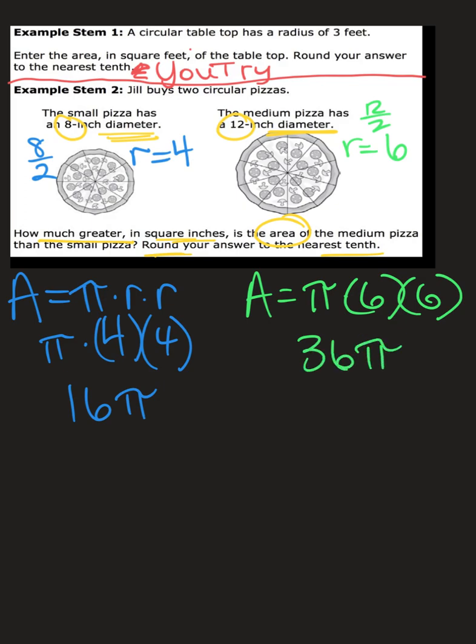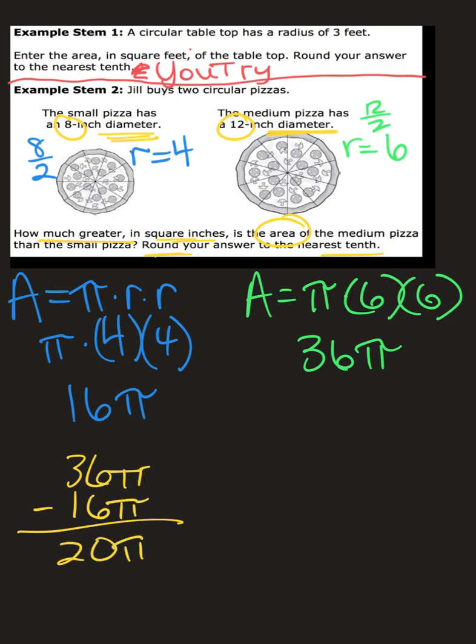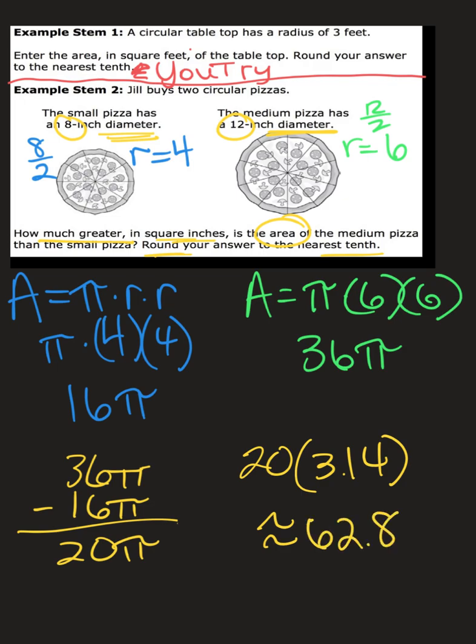Now, because they're both in terms of pi, I can subtract them like this. So what I'm going to do is take 36 pi minus 16 pi, and I get 20 pi. They're like terms right now. But I need my answer at the nearest tenth, so I'm going to now multiply this by 3.14. So 20 times 3.14 gives me an approximate answer of 62.8.